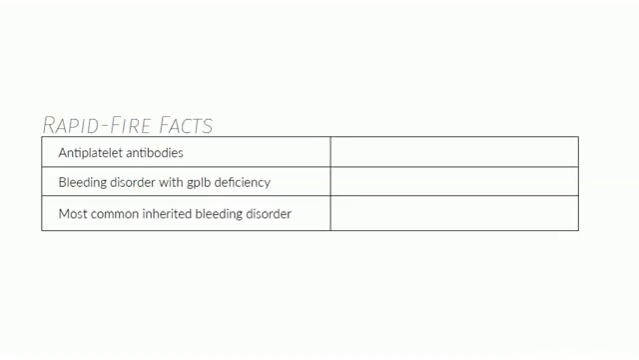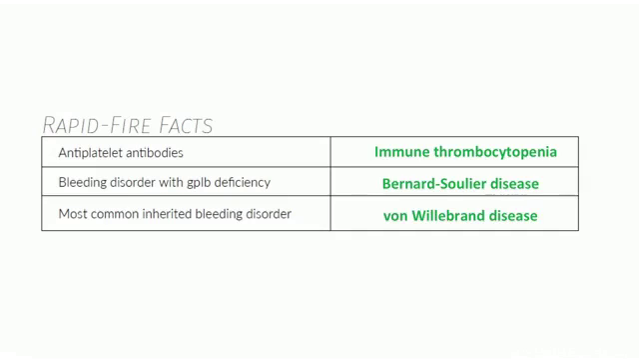So let's go ahead and go through these rapid-fire facts quickly, and then we'll be all done. So antiplatelet antibodies are associated again with immune thrombocytopenia. Bleeding disorder with glycoprotein 1b deficiency is Bernard-Soulier disease. And the most common inherited bleeding disorder is von Willebrand disease.